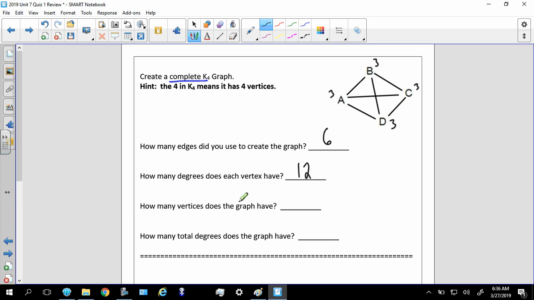How many vertices did the graph have? Well, that's easy. That's 4 points. How many total degrees? Well, this is where a lot of folks screw up. We have 4 vertices. Each vertex has a degree of 3. So that means how many total did we have? We have a total of 12. There we go.